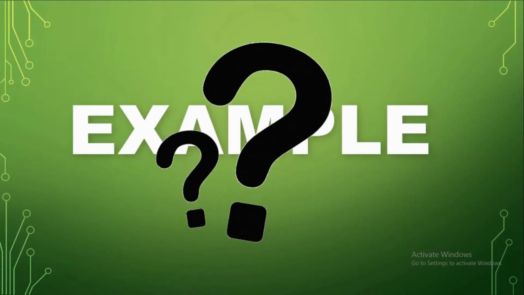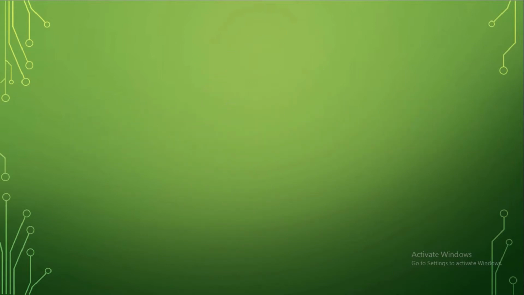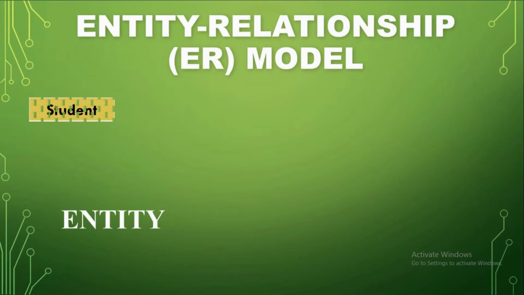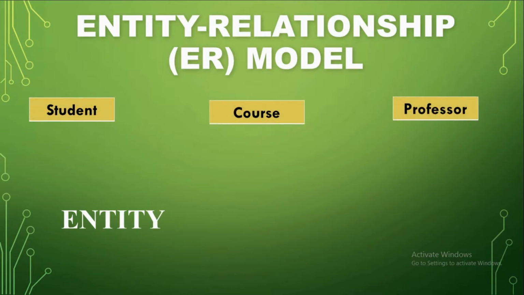What is an example of entity? Entity is a thing that exists and it is distinguishable like students, course, and professor. And entities are represented by means of their properties called the attributes. Attributes are characteristics that describe an entity.